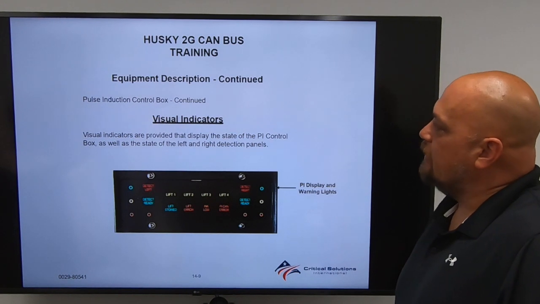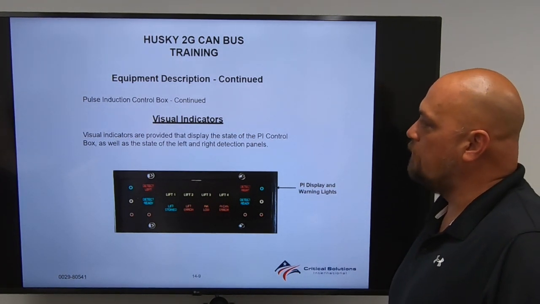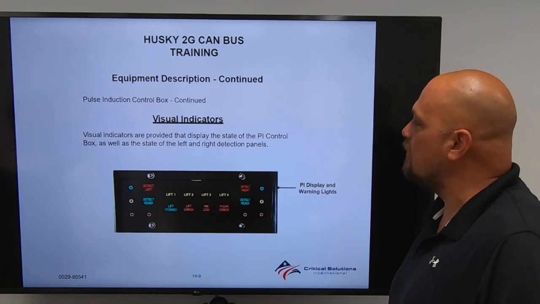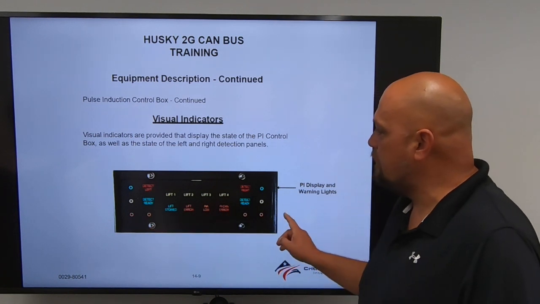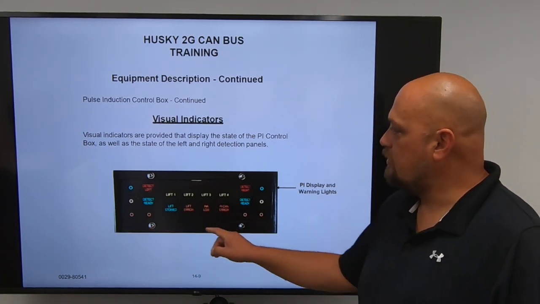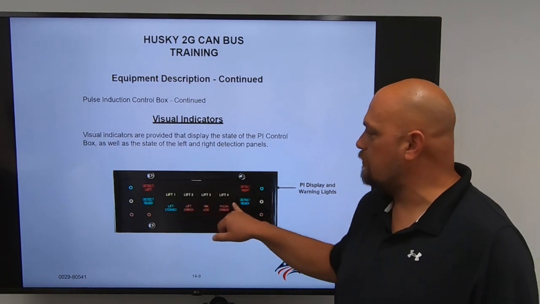Your visual indicators are provided to display the state of the PI control box, as well as the state of the left and right detection panels. So you can see here, this is your complete lit up visual indicator. You have your detect left, detect ready. The position of the panels, lift 1 through lift 4.